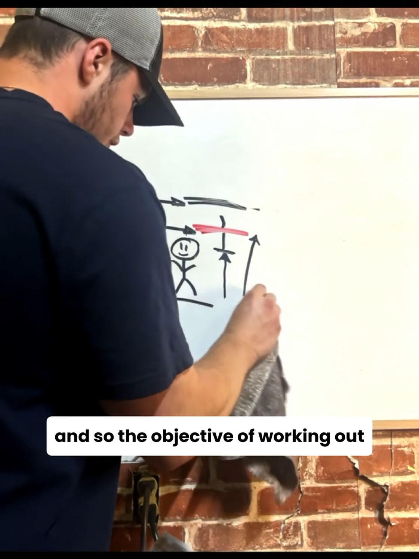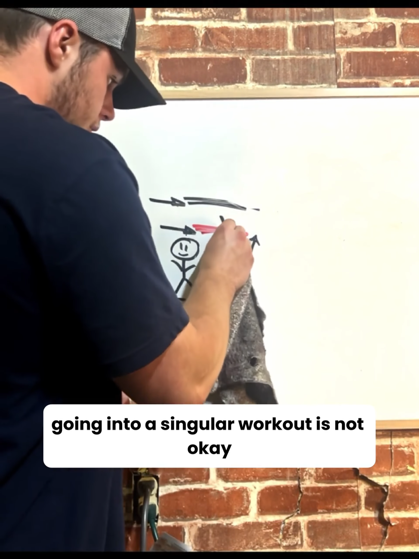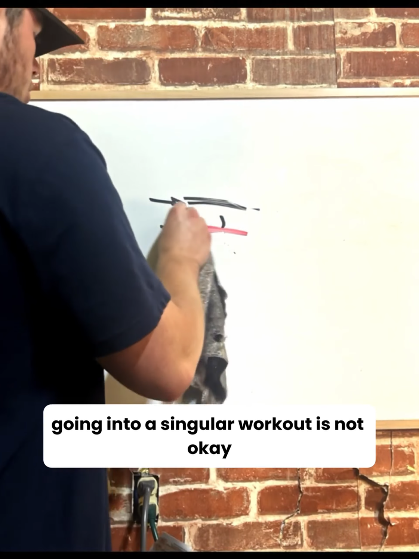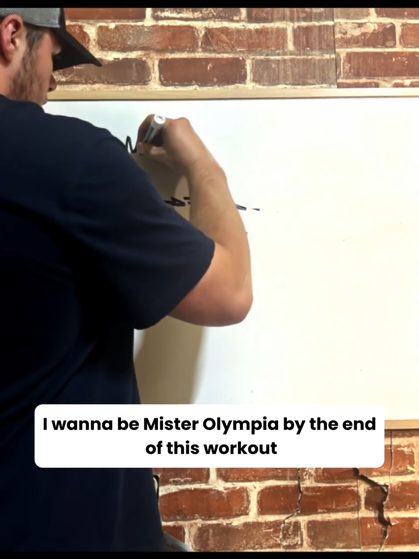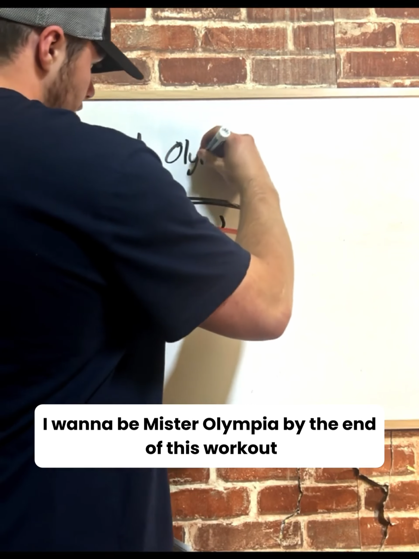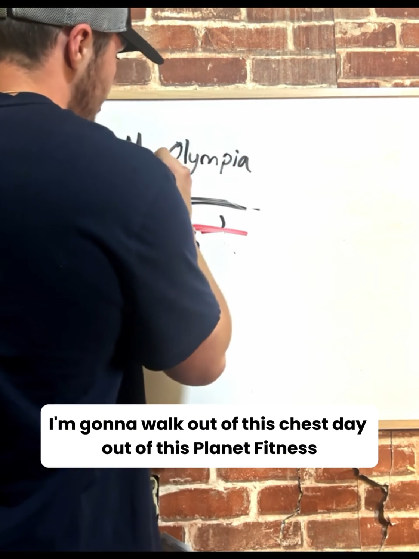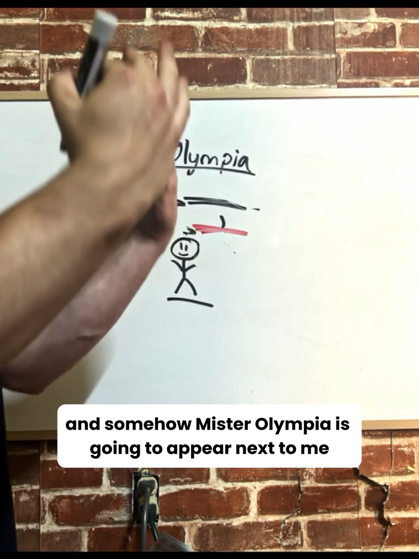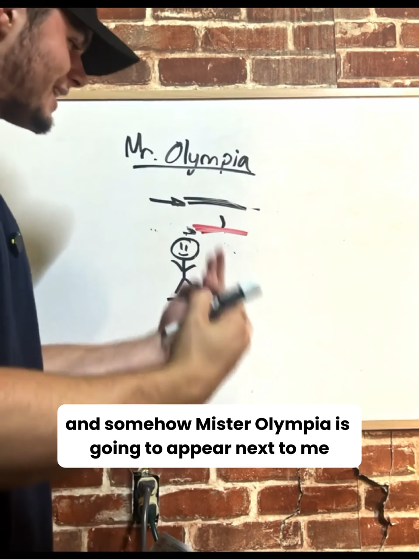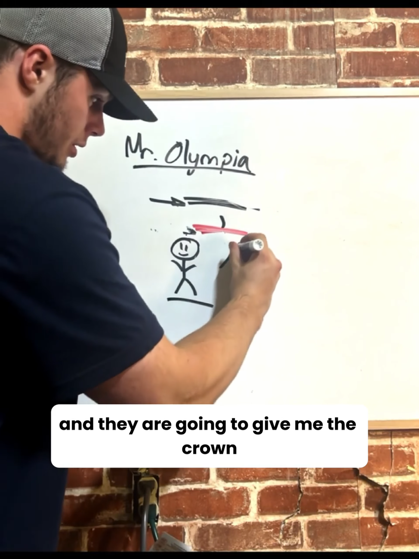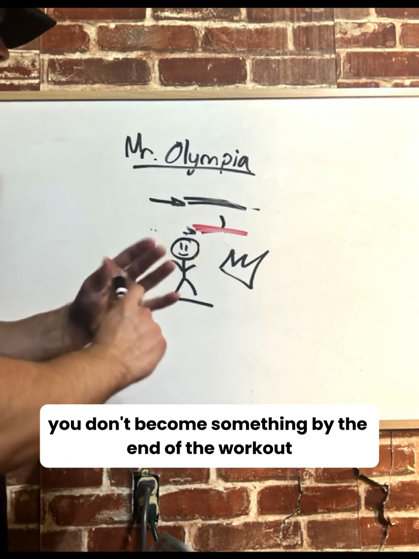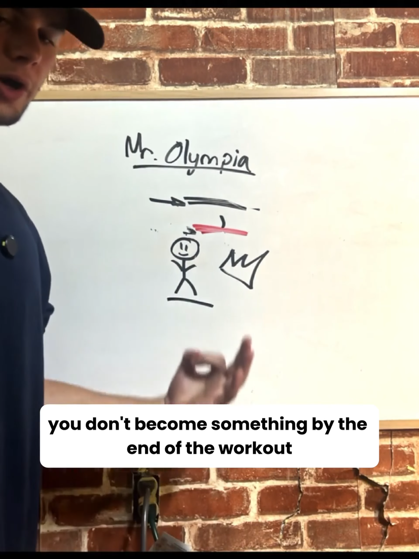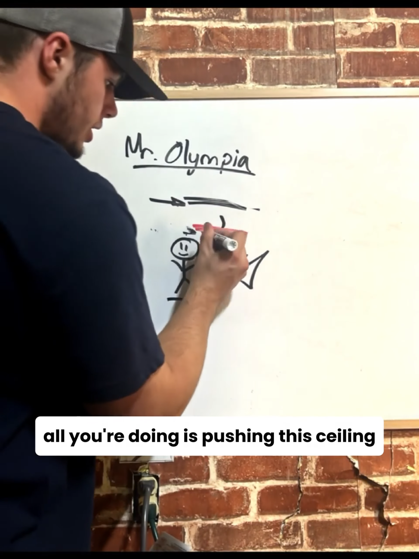And so the objective of working out, going into a singular workout, is not, okay, I'm this skinny guy right here, and by the end of this workout, I want to be Mr. Olympia. By the end of this workout, I'm going to walk out of this chest day, out of this Planet Fitness, and somehow Mr. Olympia is going to appear next to me, and they're going to give me the crown. That's a crown. And they're going to say, I'm Mr. Olympia by the end of this workout. You don't become something by the end of the workout. All you're doing is pushing this ceiling.